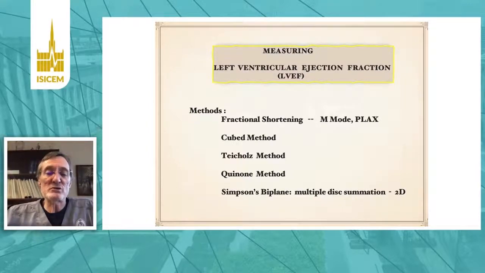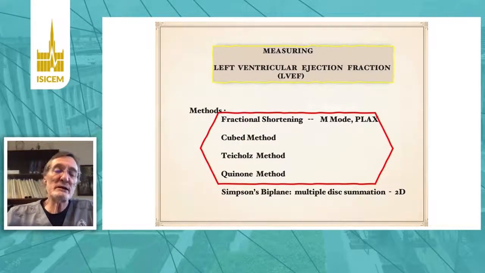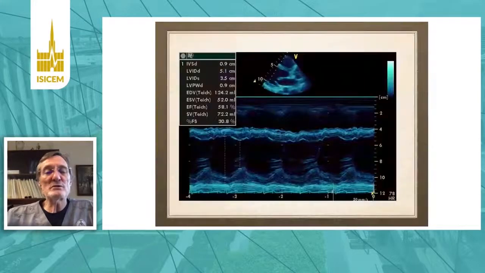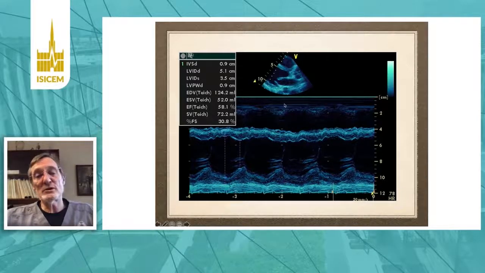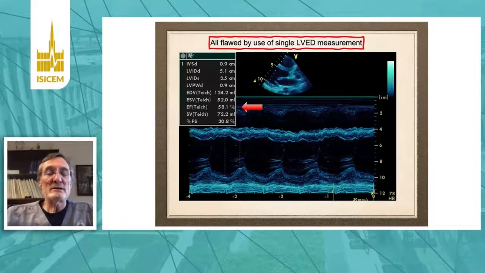There are a number of ways of measuring it. I'm going to group the first four together because we can basically ignore them. The reason we can ignore them is that, for those of you who do echocardiography, this is the way in which we can get an ejection fraction from what we call the long parasternal view. We get the M mode picture, we do a couple of measurements, and lo and behold, the machine gives us an ejection fraction, in this case, 58%. Now, the reality is that all those four methods are flawed by the use of a single left ventricular end diastolic measurement.